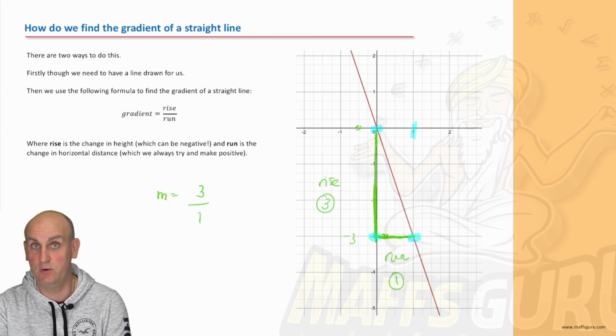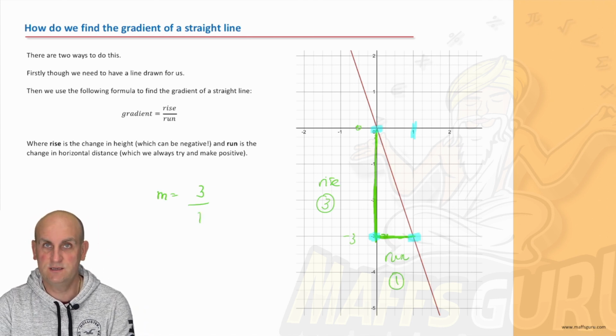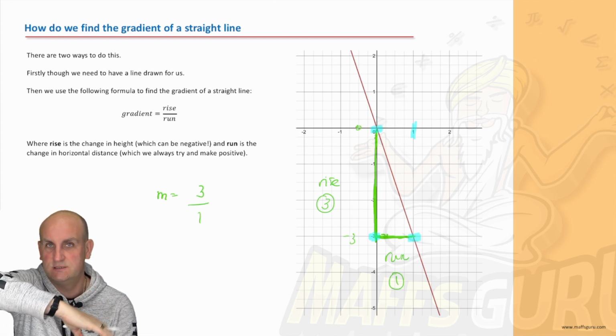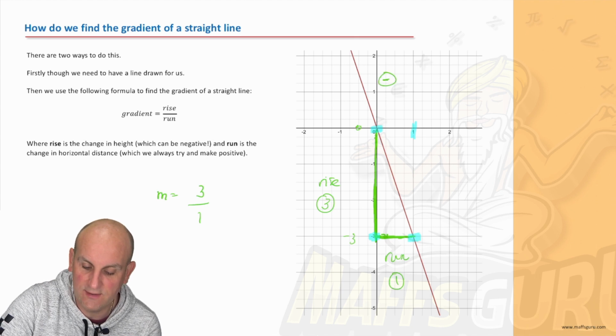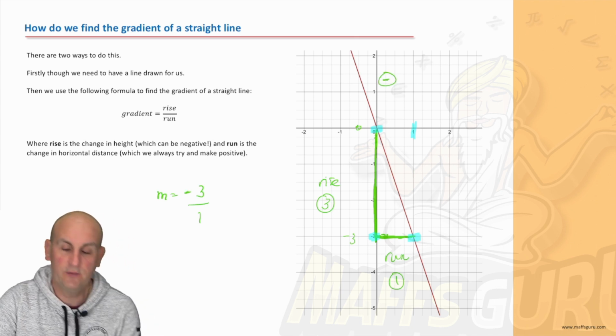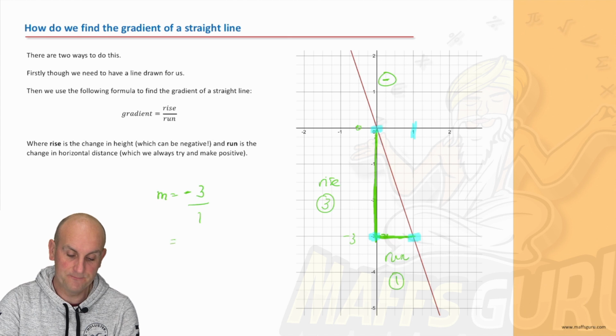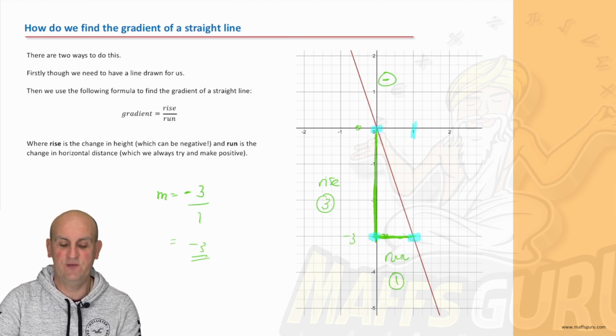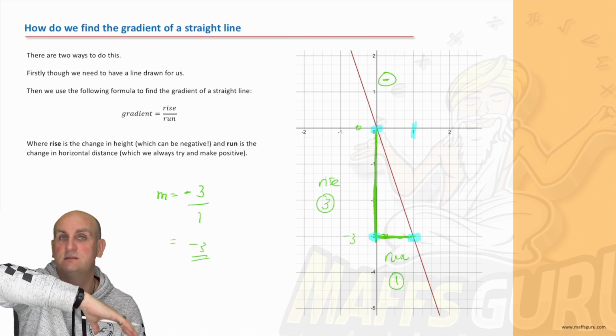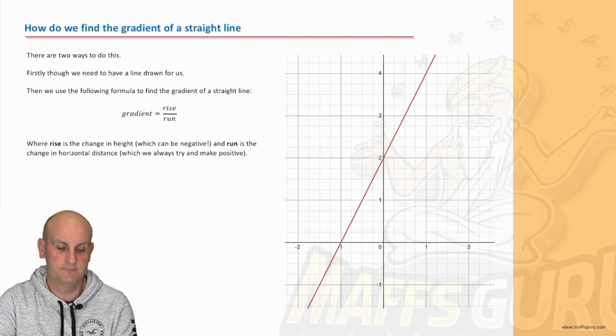But do you notice the problem? What do you notice about this line? Is it sloping up or is it sloping down? It's actually sloping down. So we know that the gradient of this must be negative, and so I have to put a minus sign in there. So -3 divided by 1 gives me my gradient, or my m value, as -3. So lines that slope down are there as a bit of a trick.